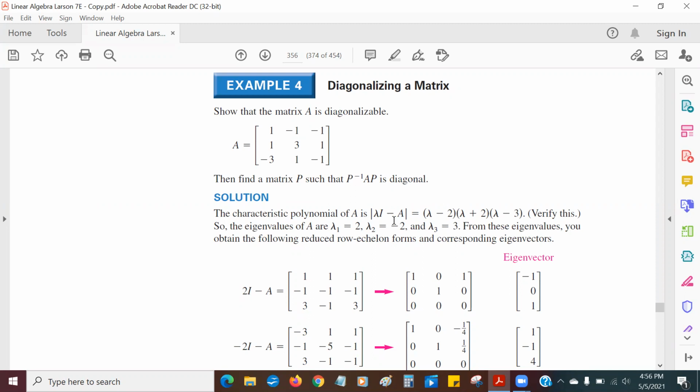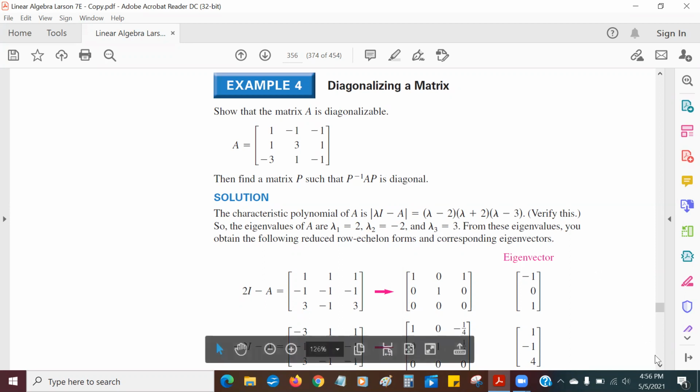If you crunch out this determinant, you're going to wind up getting lambda minus 2, lambda plus 2, and lambda minus 3. And again, I want you to do it. So the eigenvalues of A are going to be 2, -2, and 3. That's going to be lambda 1, 2, and 3. Now, from these eigenvalues, we can figure out the row-reduced row echelon forms, and we can find the corresponding eigenvectors.